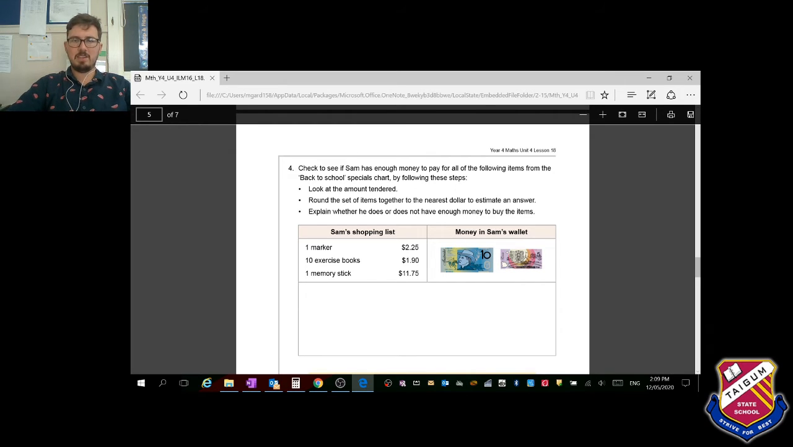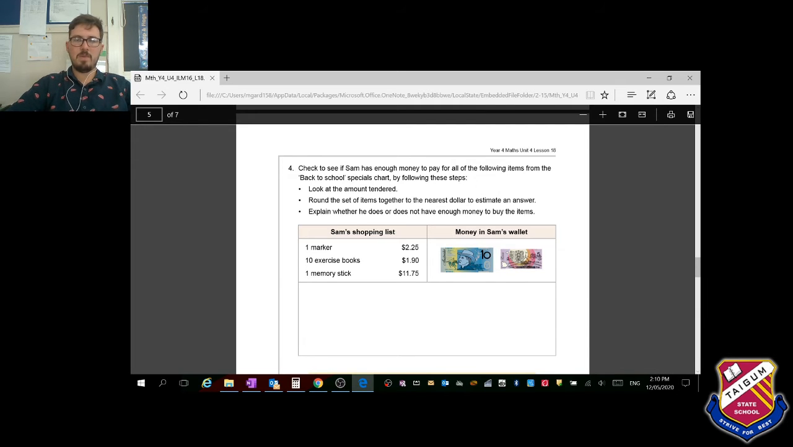Look at the amount tendered. Look at the set of items together, rounding to the nearest dollar, and estimate an answer. So round those up or down to the nearest dollar and work out your estimate, and then explain whether he has enough money to buy these items. Okay, pause the video and give that a go.